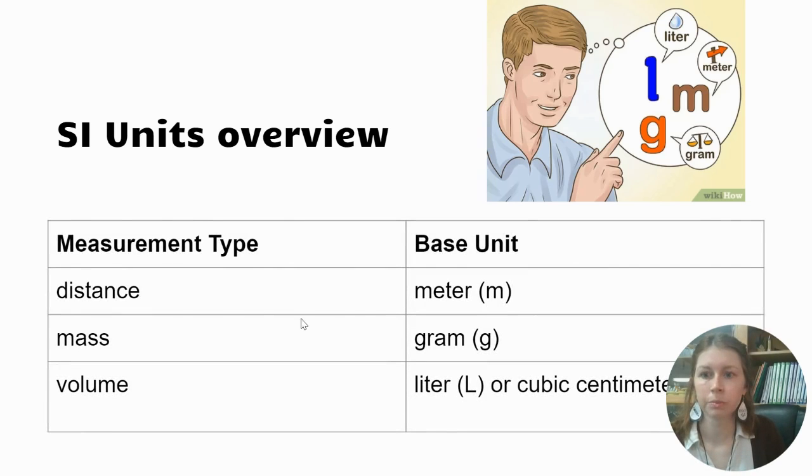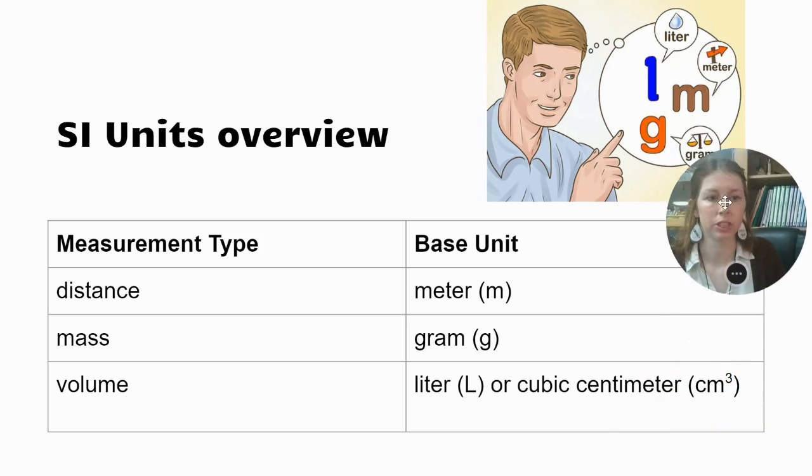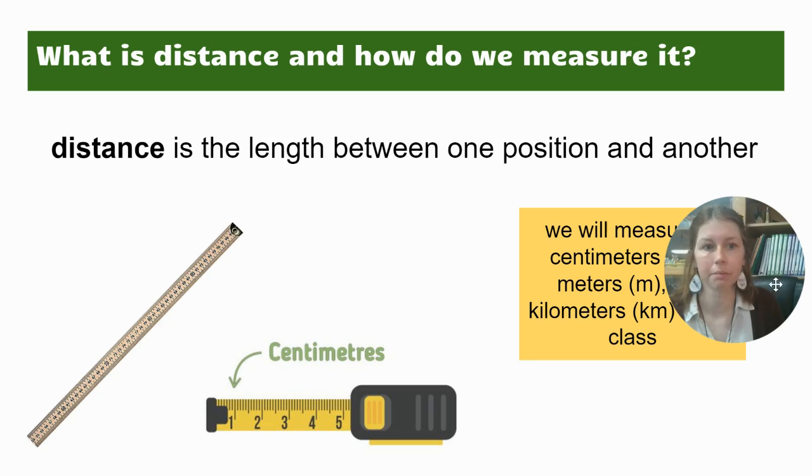This is an overview. If we're measuring distance, we're going to use meters, and that is m. Mass is going to be gram, g. Volume is liter or cubic centimeter, which is cm cubed. So if you remember that in math, finding volume, we'll do that. Okay, so let's get into it.